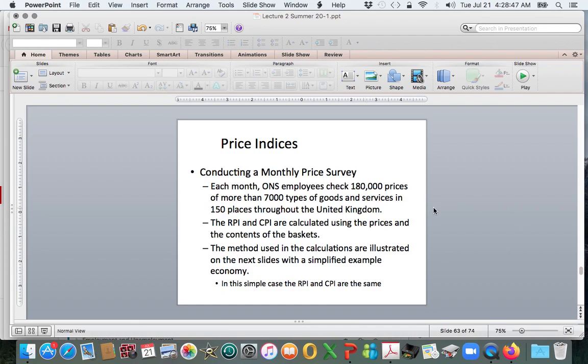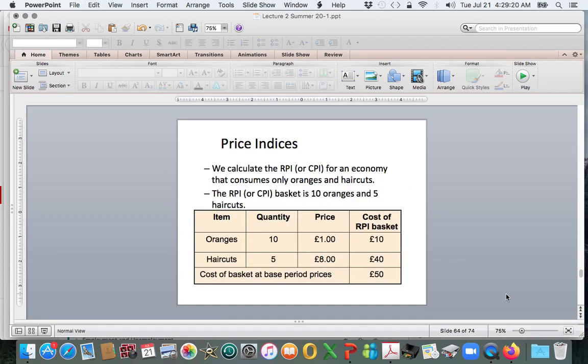So the ONS, the Office for National Statistics, employees check close to 180,000 prices, and you can see what they do with it, the different types of goods and services, and what type of places throughout the UK. Now, the method that we use in the calculations is illustrated with a very simple economy that maybe only produces one good and one service. So consider RPI and CPI to be the same, and we can look at how the calculation is done.